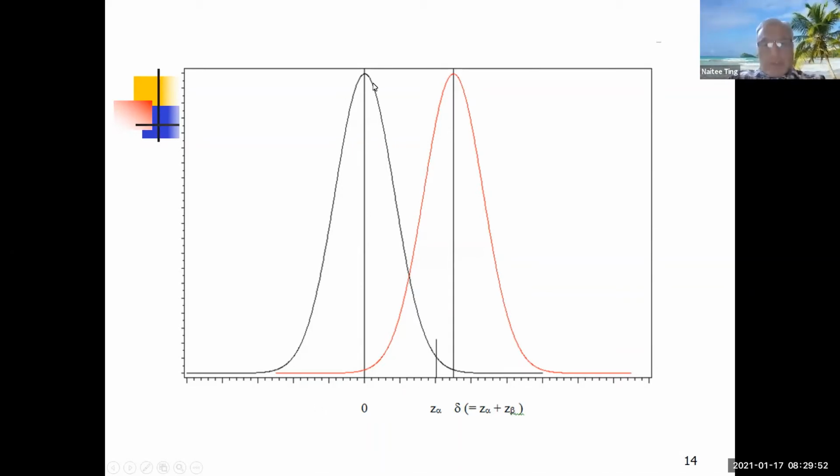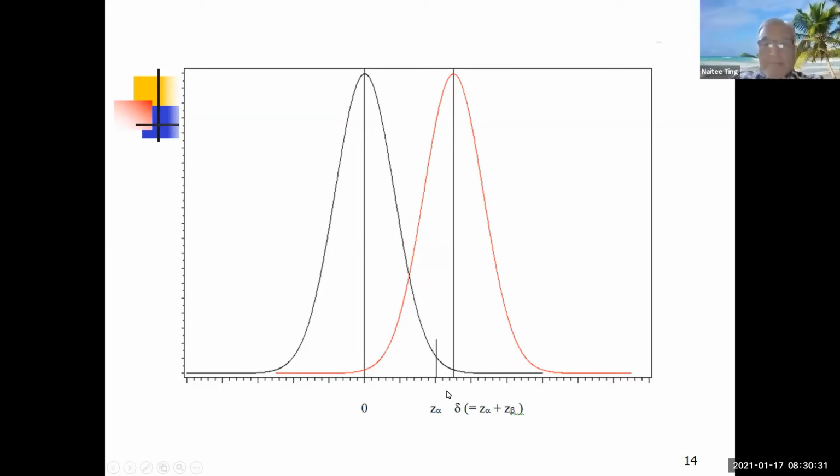Now, here's a placebo distribution, and here's a test drug distribution. So this is your null hypothesis. Under the null, your test drug is just another placebo. In other words, you cannot differentiate the test drug from placebo. That's your null distribution. And this is your alternative hypothesis, or alternative distribution. If the drug works, that means the drug could deliver a delta unit of treatment benefit.